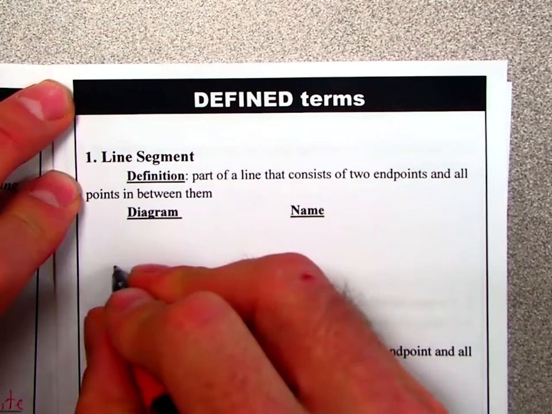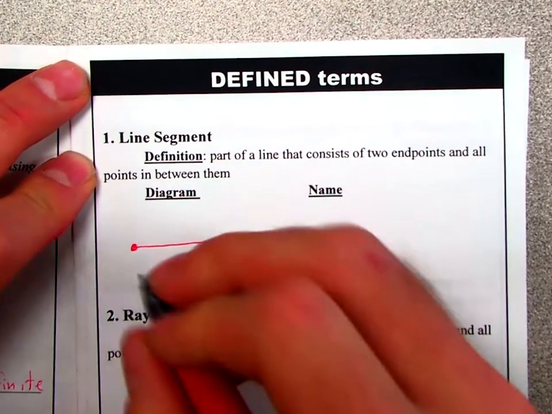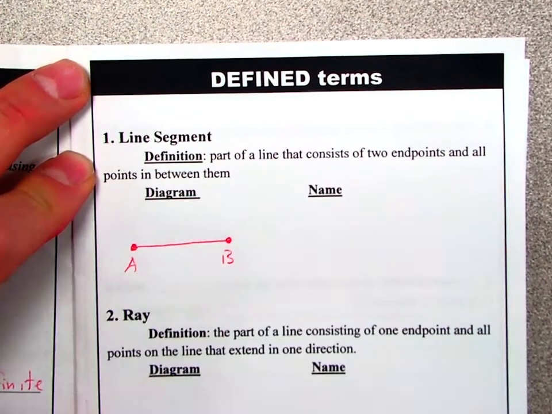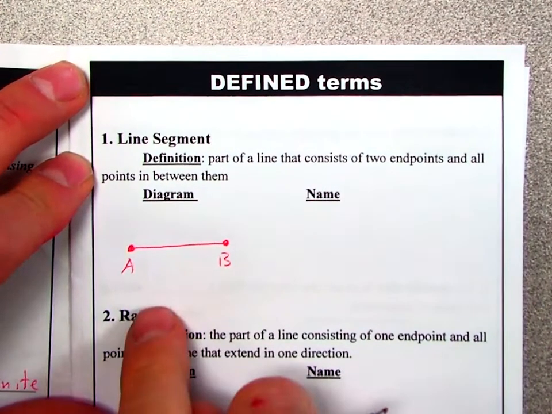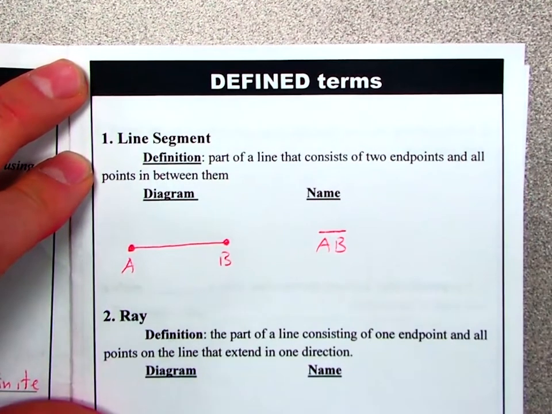So when we draw it, a line segment has endpoints on each end instead of arrows. And so if you're going to name that segment, you just write AB with a bar above it. So that's segment AB.